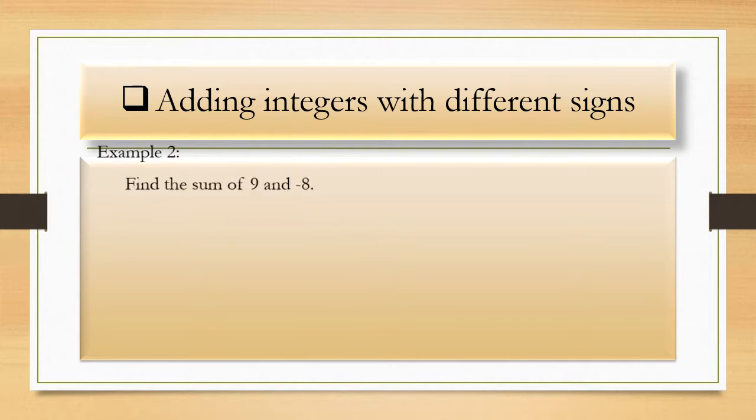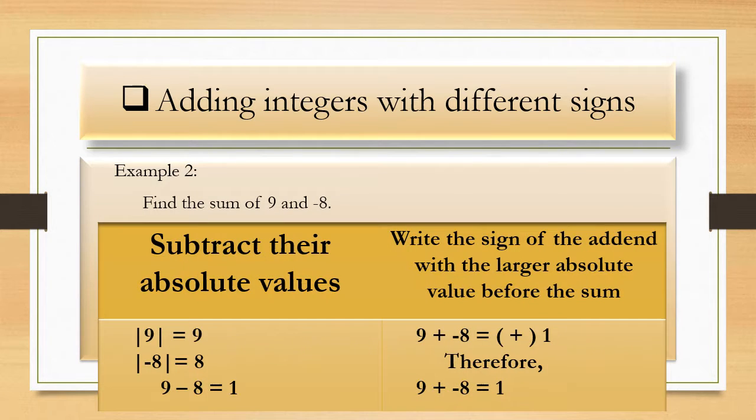Let's have another example. Find the sum of 9 and negative 8. First, we subtract their absolute values. The absolute value of 9 is 9. The absolute value of negative 8 is 8. So 9 minus 8 is equal to 1.